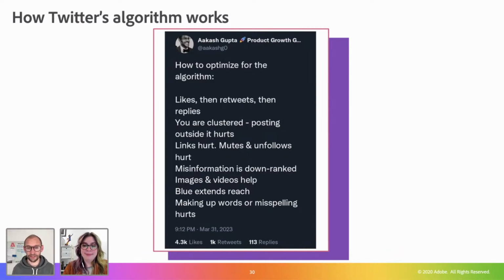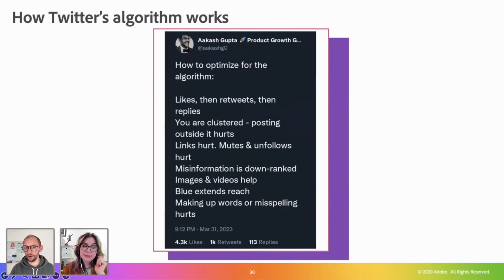So yeah, that's interesting. Don't put links in content. That applies to every single social platform. Don't link, because it marks you as spam, basically. It doesn't want people off the channels. And then Blue extends reach. So Twitter Blue, which I'm going to come to in a minute. None of this is particularly game changing.